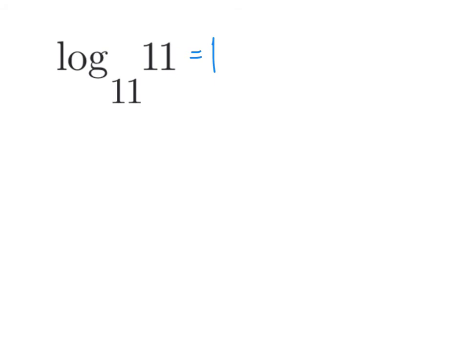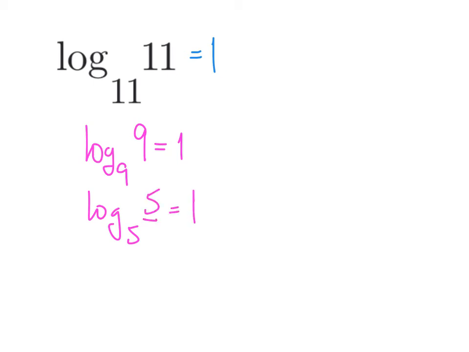And I think we could probably expand this idea a little bit more. For instance, log base 9 of 9. Well, 9 to the first power would equal 9. And log base 5 of what number would equal 1? Well, it would have to be 5, right? Anytime that we get the base of the log to be the same as what we're taking the log of, then we're going to end up with a value of 1. So we could say log base n of n is equal to 1.